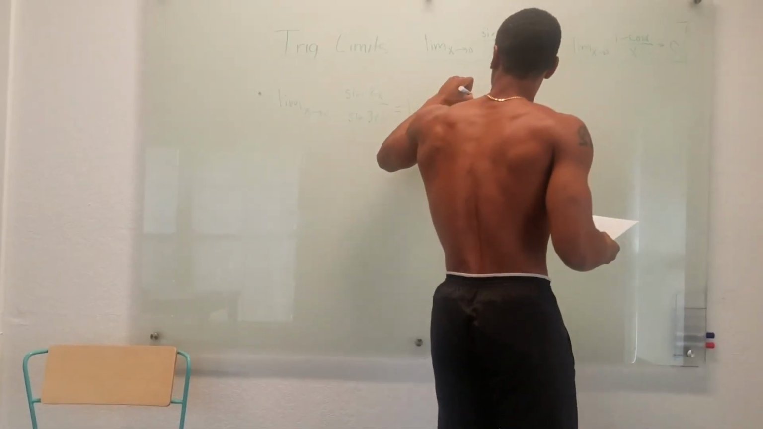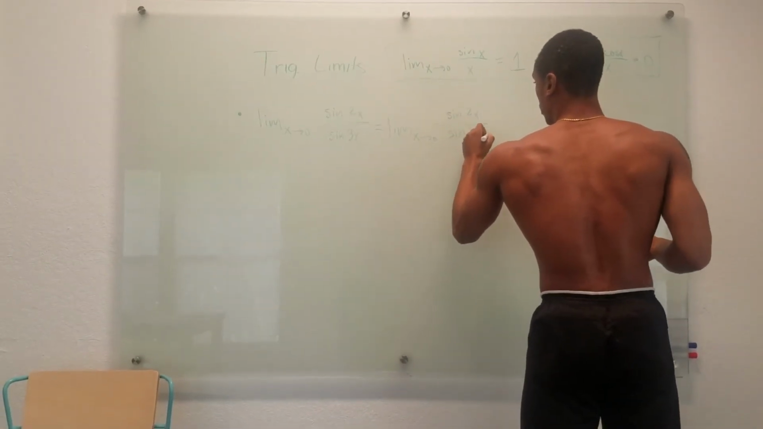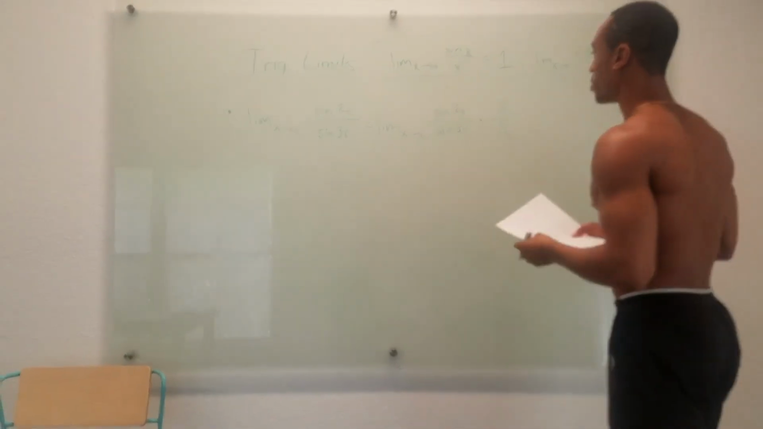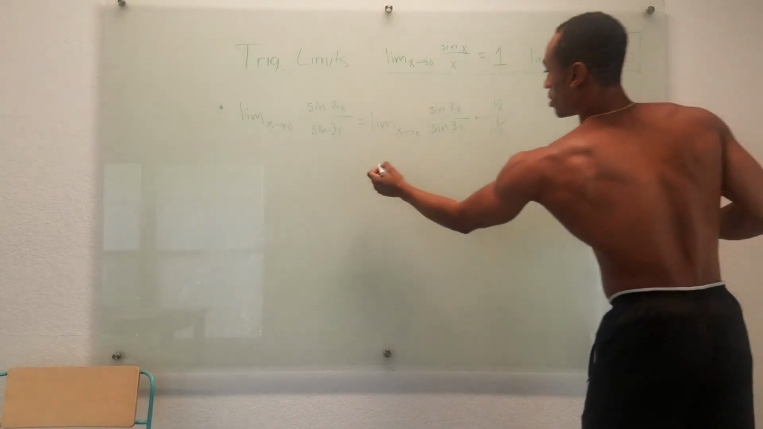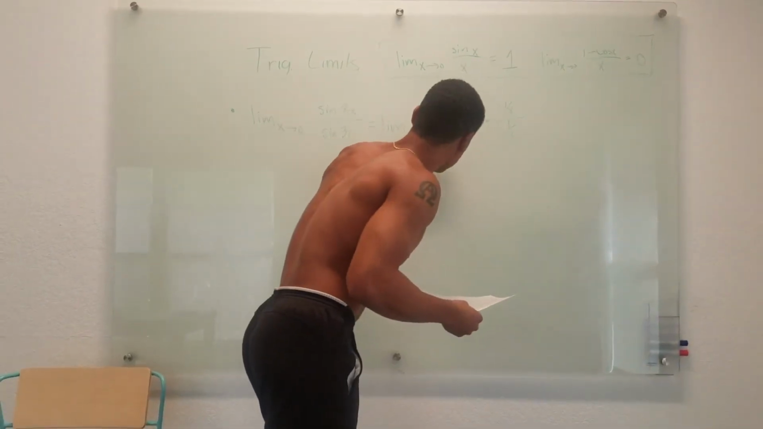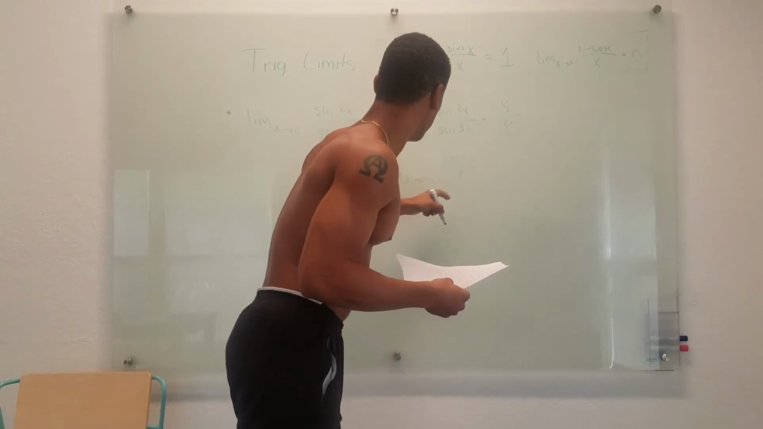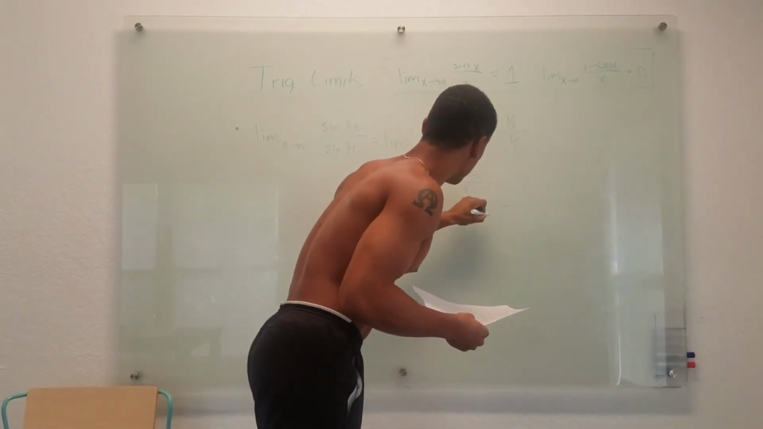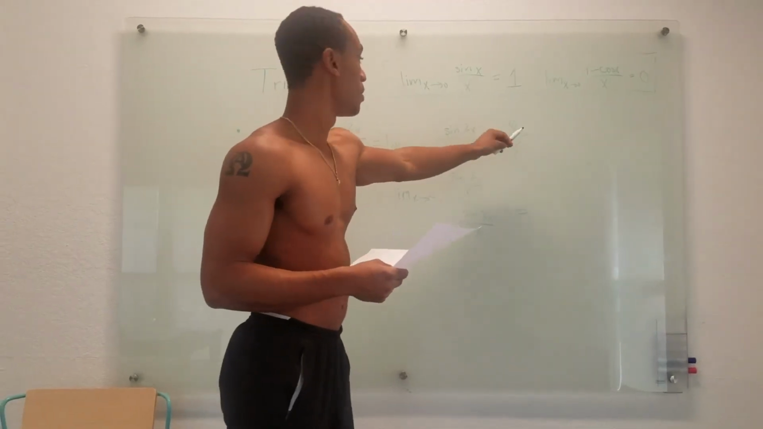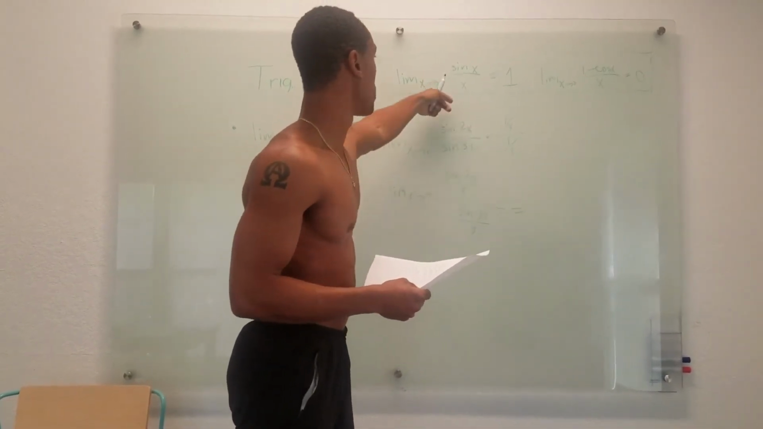Limit as x approaches 0, sine 2x over sine 3x times, in the top, 1 over x, and in the bottom, 1 over x. So what we're doing is just multiplying by 1. I'm going to simplify it. Limit as x approaches 0, sine of 2x over x all over sine of 3x over x. So what we did was multiply by 1 over x in the top and the bottom, so that now sine of 2x over x and sine of 3x over x both look like our special case up here.